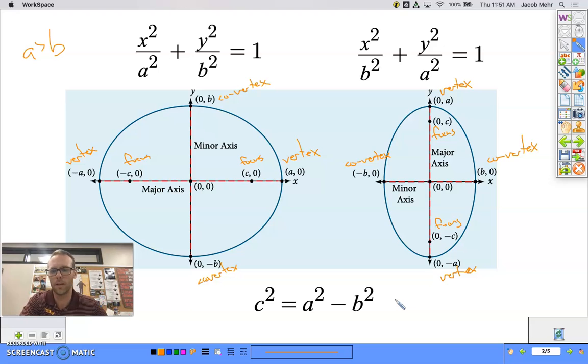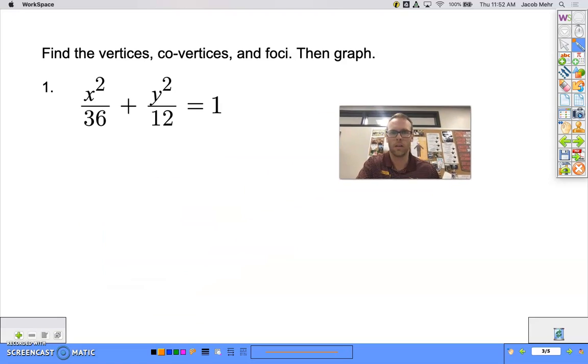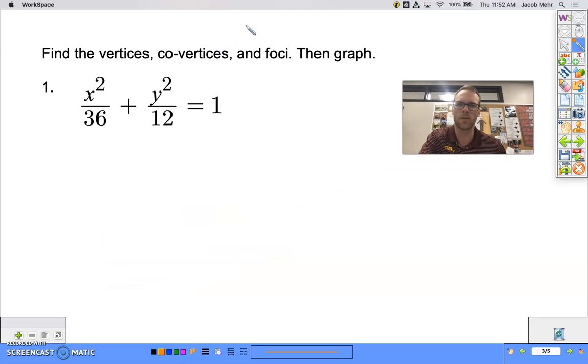And I'm not going to get into the entire proof of that right now. I just want to get you familiar with the ellipse, and we can look at that in the future. So that's how we're going to set it up. Okay, remember, we're calling the A squared the bigger one, so we have to notice where the bigger one is. It determines which axis is major, and then we can find all of these points and put together the picture of our ellipse. So on this one, let's find our vertices, co-vertices, foci, and then we'll graph it.